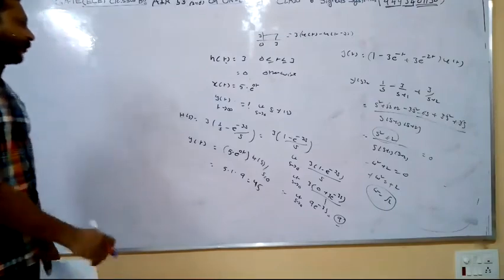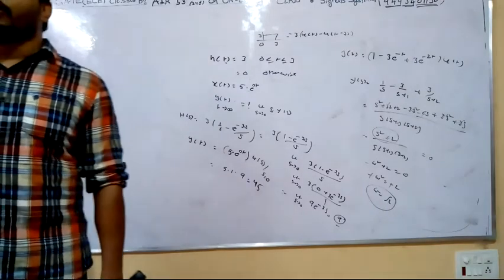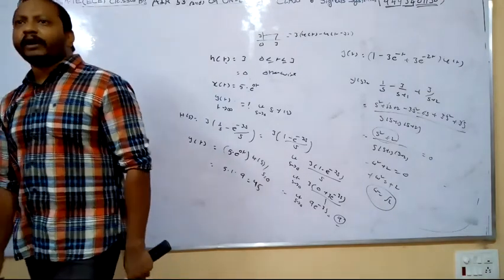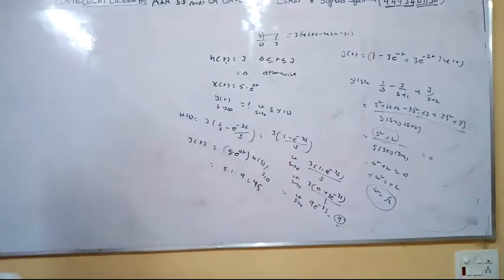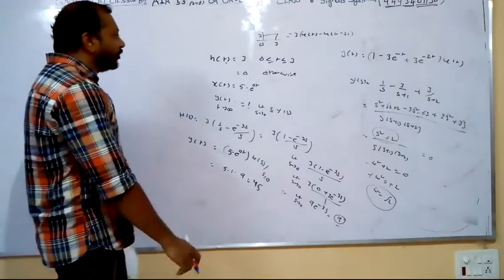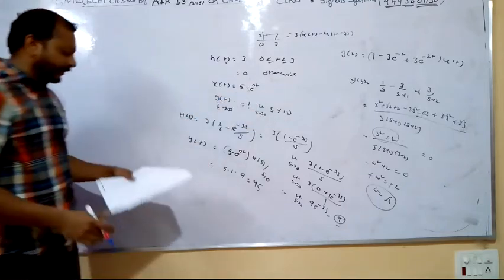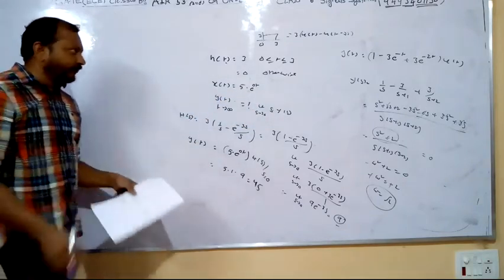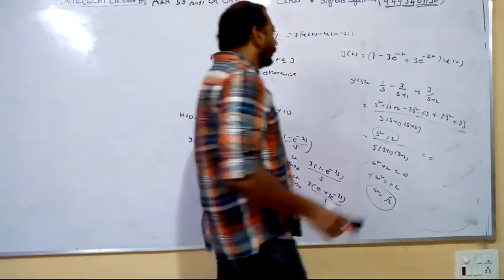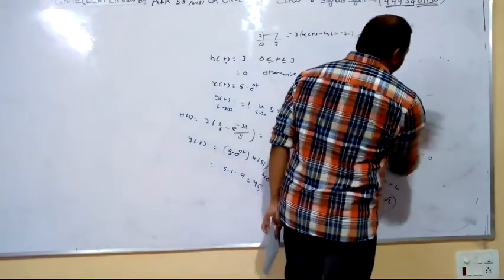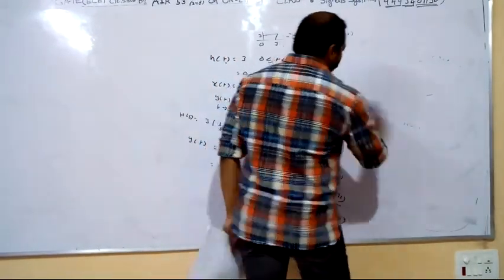Which is constant. So for any value of t, this value is 15 only, whether t tending to infinity or t tending to 0 or whatever. Okay. All right, like that. Then if v of t is equal to sin t into u of t, the input v of t is equal to sin t into u of t.